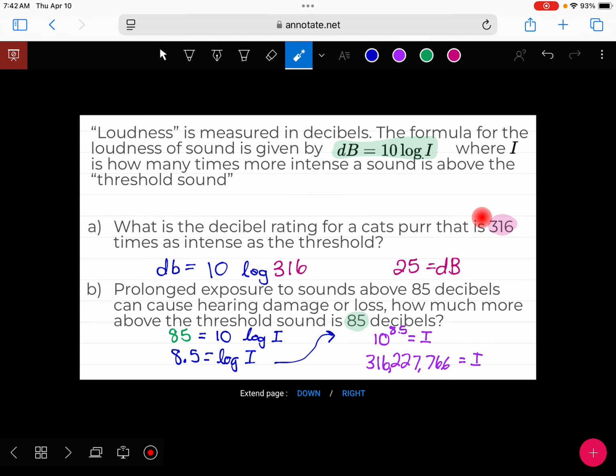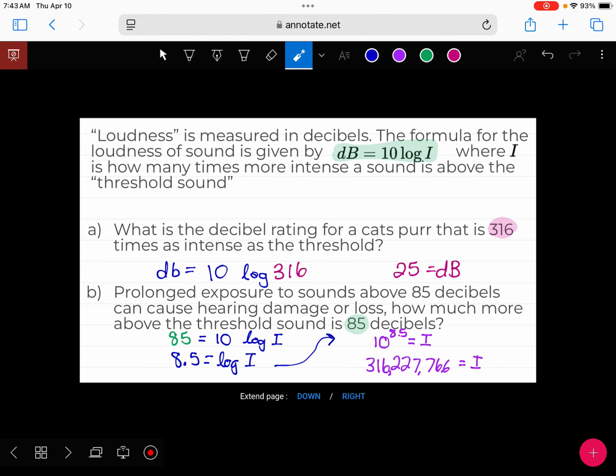So think of a cat's purr being volume 316. When you're going to get damage is when we're at volume 316 million. So that's a lot louder. But that's where these kinds of problems come from. They come from stories a lot more like this. The super complicated equations are much more the mathy side, and the stories are much more of the simpler style equation solving.